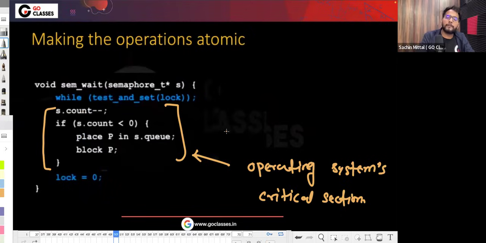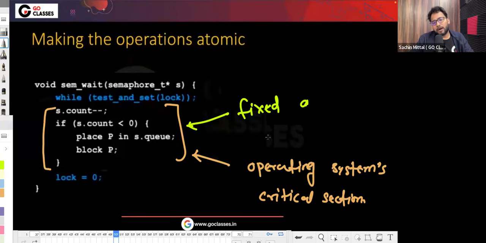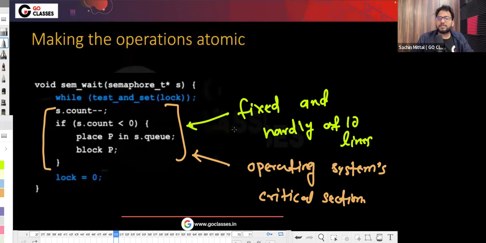Why is that the case? Because this code is fixed and hardly 10 lines. I'm not just saying this; it is exactly written, even 10 lines. I will show you in Galvin. So this code is fixed at hardly 10 lines. So even if there is busy waiting, which means one of the processes is waiting here.